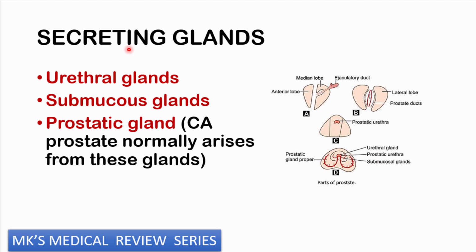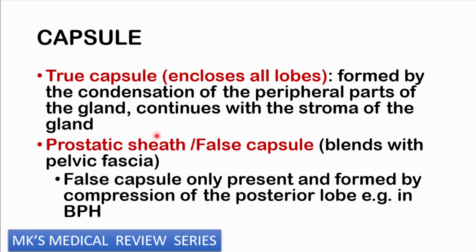Then you have 3 main types of glands. You have urethral glands, which is what is depicted here. You have submucosal glands, which are what are depicted here. And you have the prostatic glands proper. Remember that the prostatic gland proper is where carcinoma of the prostate normally arises from. So you may be asked this on your MCQs, where do carcinomas originate from? They originate from the prostatic glands.